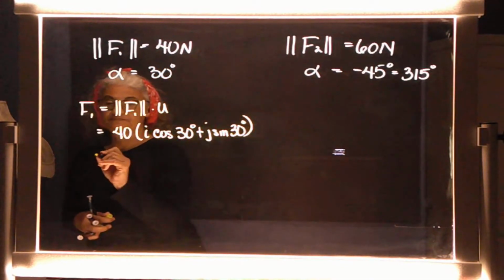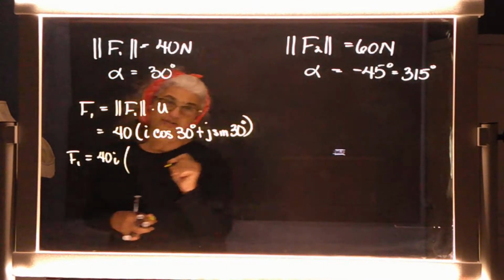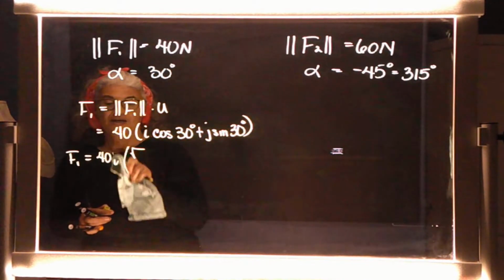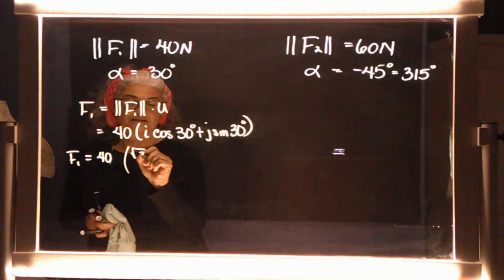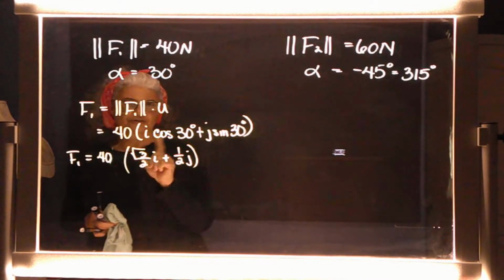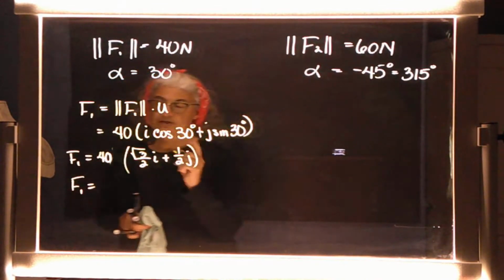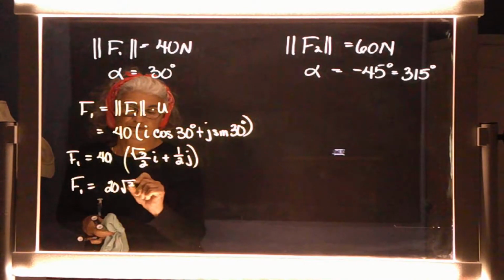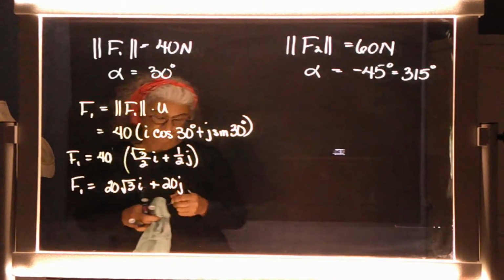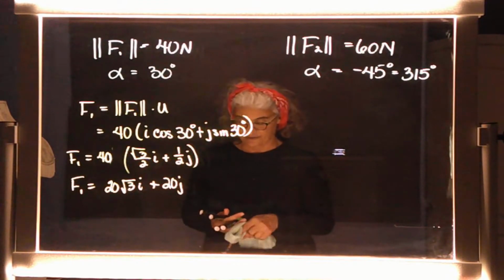Okay, so this F1 vector, and yes, cosine of 30 degrees, what is it? Good, square root of 3 over 2, and the sine, 1/2. This looks a little familiar, doesn't it? Okay, distribute the 40 and reduce. So I've got 20 square root of 3 i plus 20 j. Are you in agreement? Cool. Now let's look at the other force vector.